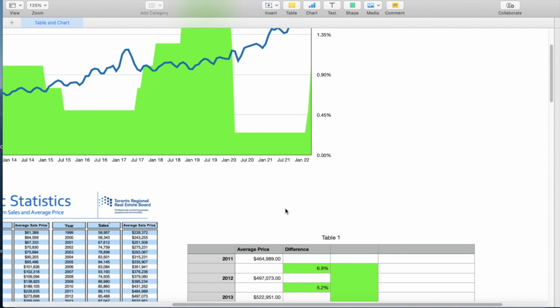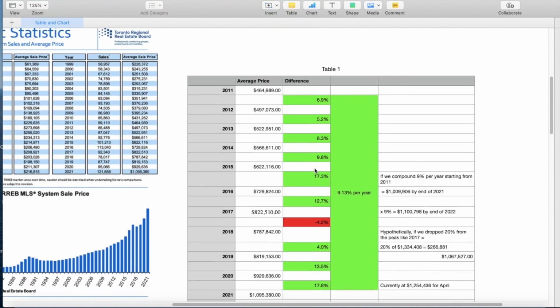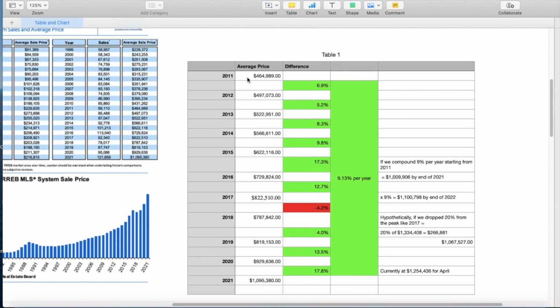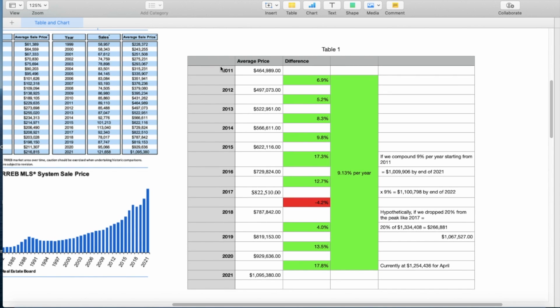So if we take a look at this chart here, basically what I've done is I've mapped out the prices, the average prices for the year for the last 10 years. So from 2011 to 2021. And then what I've done is figured out the difference in price between each year. So how much did the price grow or decline year over year? And that's what we've done here. Now, when we average that out, we get 9% per year for the last 10 years at least.